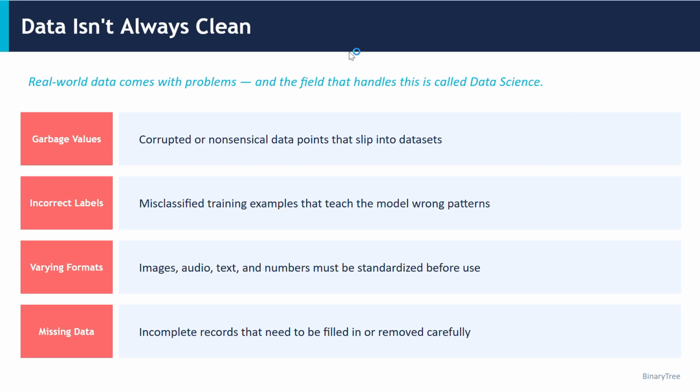Now, here's the catch that always surprises people: real world data is messy. It shows up full of problems, and the entire field dedicated to handling that mess is called data science. Let's look at the four big problems. First, garbage values: corrupted or nonsensical data points that sneak into a dataset. Second, incorrect labels: examples that are misclassified, which literally teach the model the wrong things. Third, varying formats: when your images, audio, text, and numbers all come in differently and have to be standardized before a model can use them. And fourth, missing data: incomplete records that you have to carefully fill in or remove.